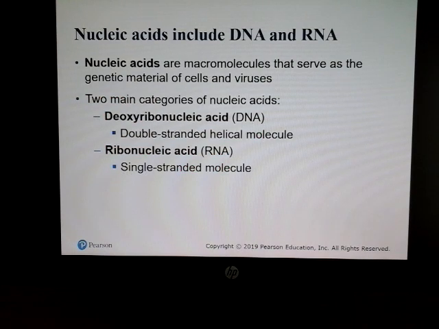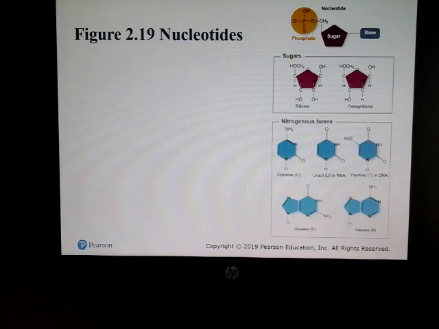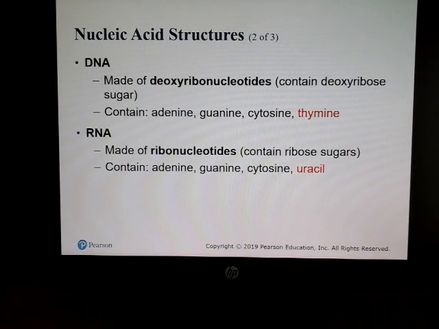So nucleic acids, we'll talk about DNA and RNA. DNA is deoxyribonucleic acid, and RNA is ribonucleic acid. And this just gives you an idea. We have a nucleotide, that's a structure that has a phosphate, a sugar, and a base. The sugars then would be ribose for RNA, deoxyribose for DNA. So please know the four bases that are in DNA are adenine, guanine, cytosine, and thymine.